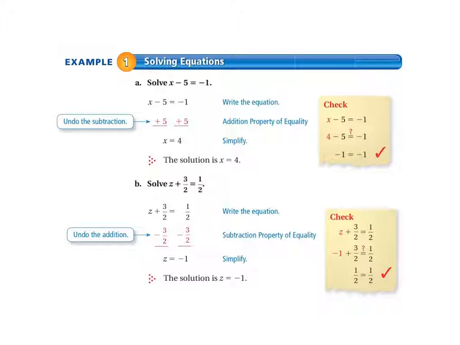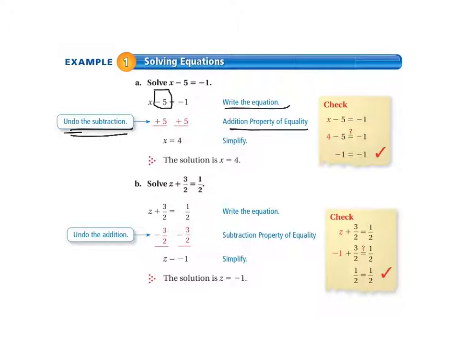So we write the equation, that's always our first step, and we look at our number that is with the x, because our goal is always to get x by itself because we're solving for x. And we see that it has a minus or a subtraction sign in front of it, so we want to undo the subtraction. So we use the inverse operation. So we use our addition property of equality and we add 5 to both sides.